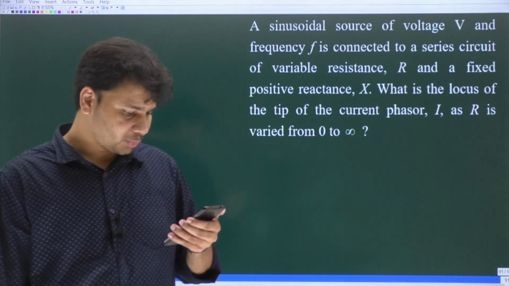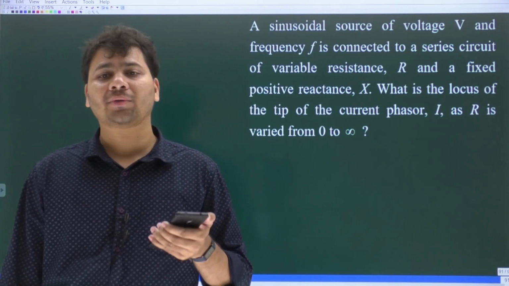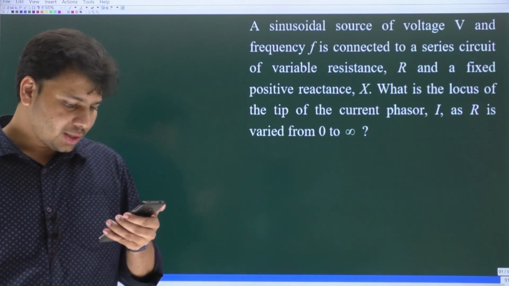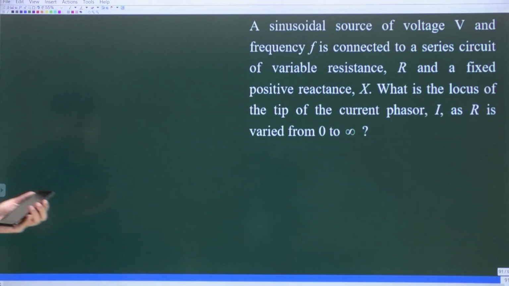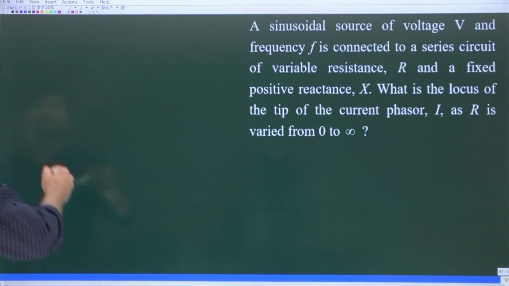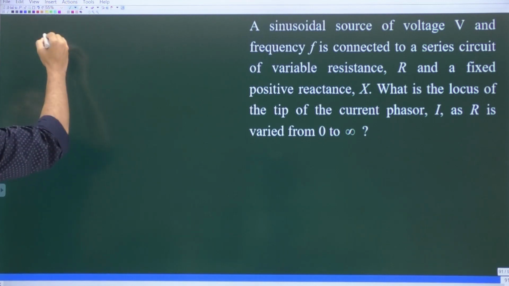This sinusoidal voltage source. What is the locus of the tip of the current phasor I, as the value of the resistance is varied from 0 to infinity? So if you draw the circuit, it will become more obvious. Okay, so what do we have here?